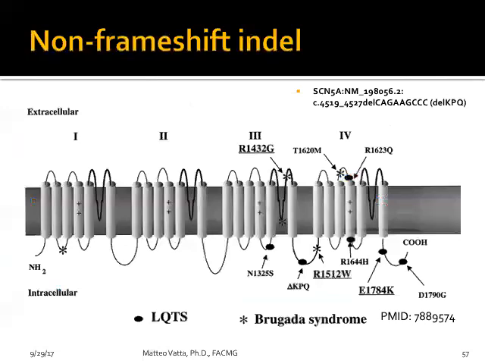SCN5A has 4 transmembrane domains with 6 transmembrane segments each. The segments between S5 and S6 are the pore region. S4 is the voltage sensor of the channel. And this variant is an in-frame change in an intracellular loop. So in theory, you would say, well, maybe quite tolerated or benign. This is actually one of the first and best characterized known causes of long QT syndrome.